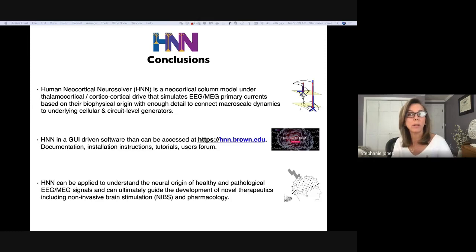But our goal is we're focused on human, right? Our goal is let's get the EEG, MEG signal right, and let's get the community a tool where they can start to ask the questions they want to ask about where these signals are coming from.